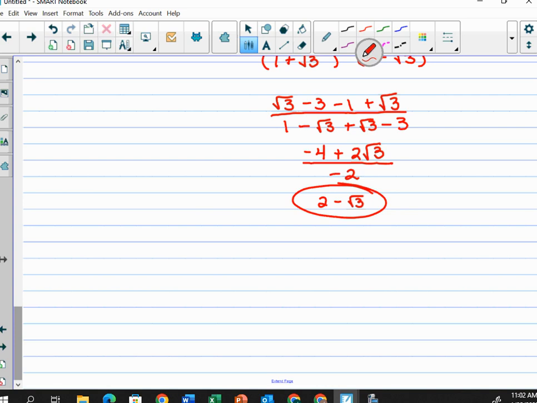I thought it would just be 2 plus root 3. You are wrong. If you're going to split it apart, you can't just cross it out of one part.